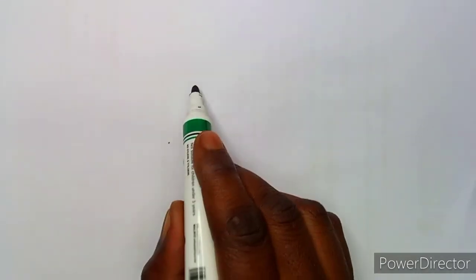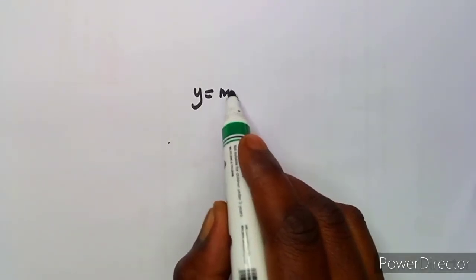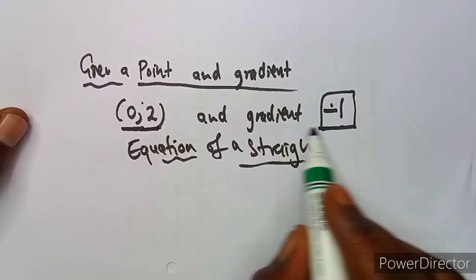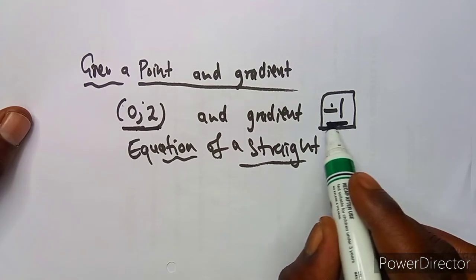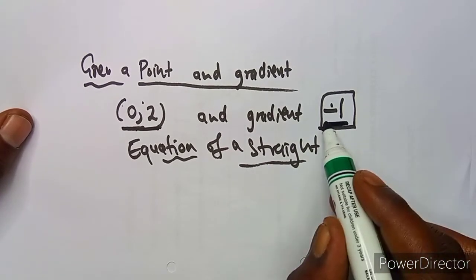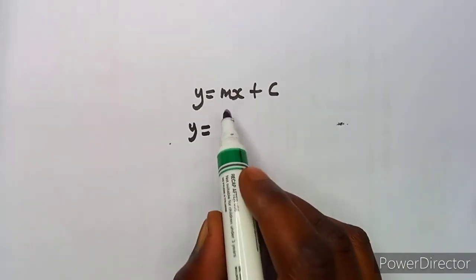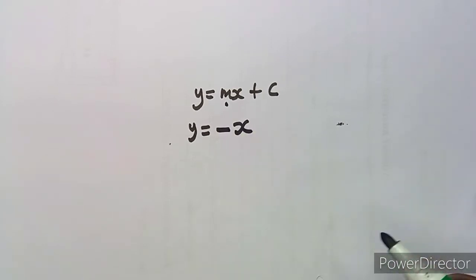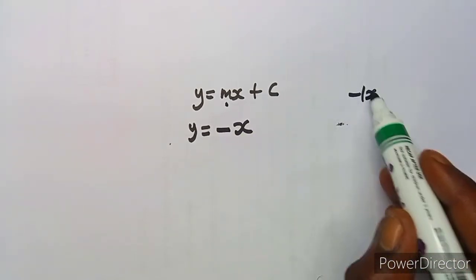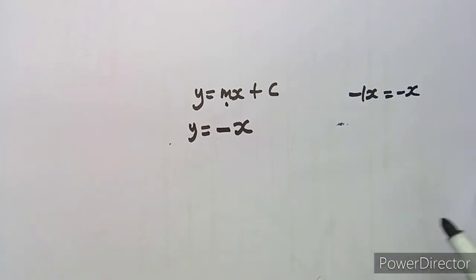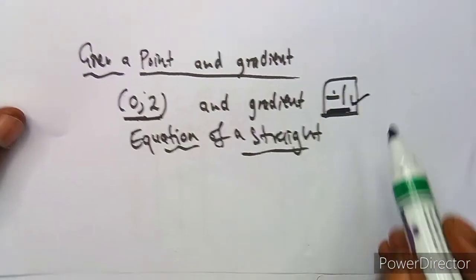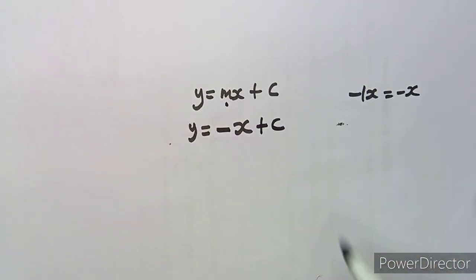You are going to write this equation as y is equal to mx plus c, like this. You substitute the gradient because you have got the gradient here, which is minus 1. In place of m, you substitute minus 1. So y is equal to minus 1x, which is the same as minus x, like that. That's what we have for the meantime that we can substitute. So we're going to have plus c, like this.